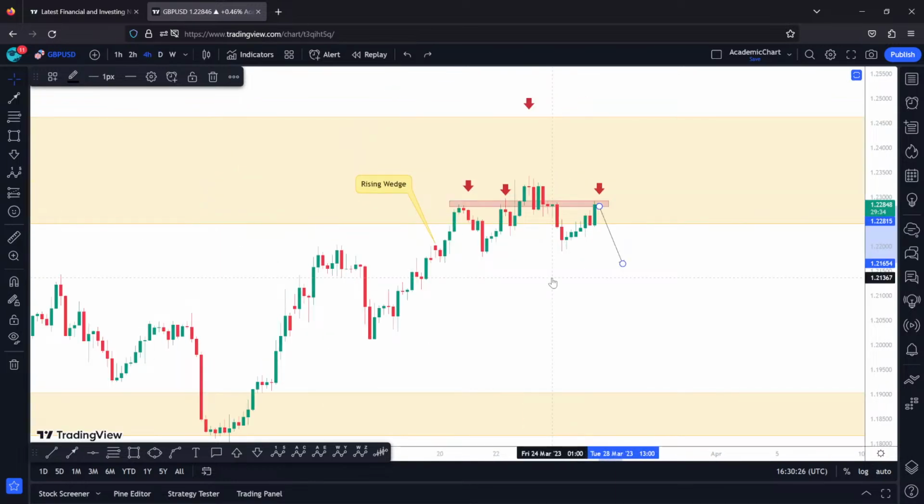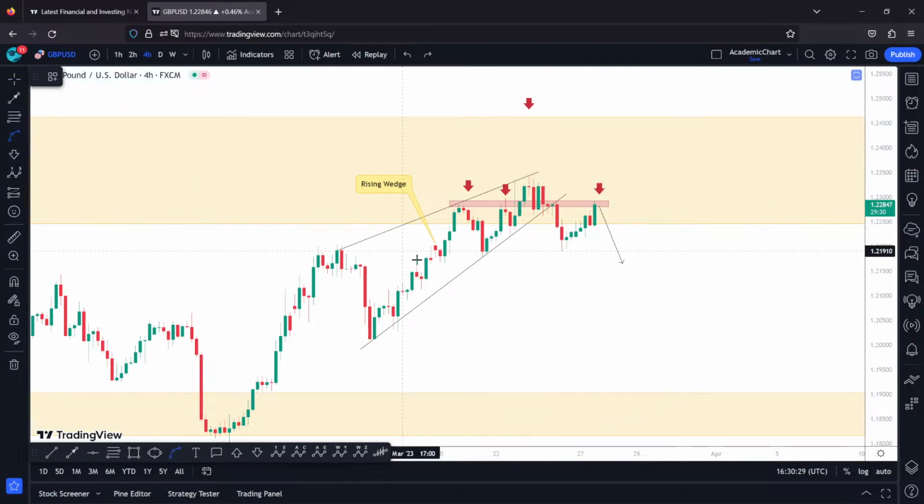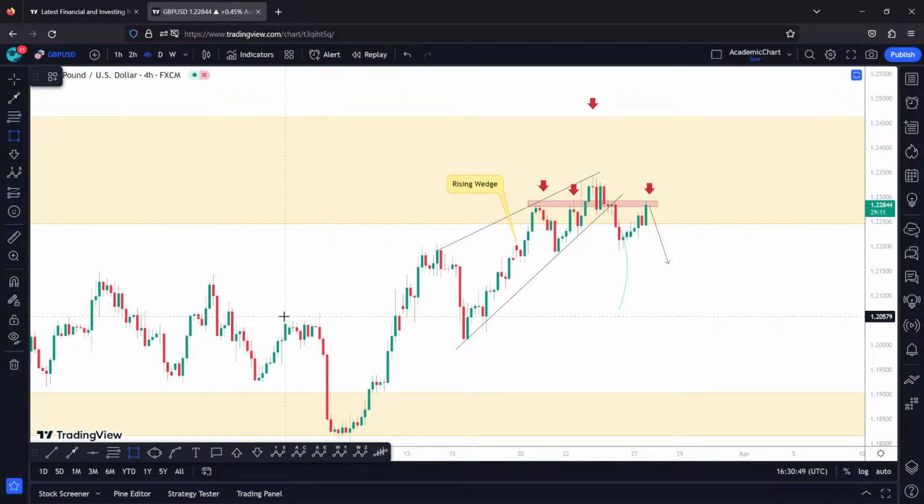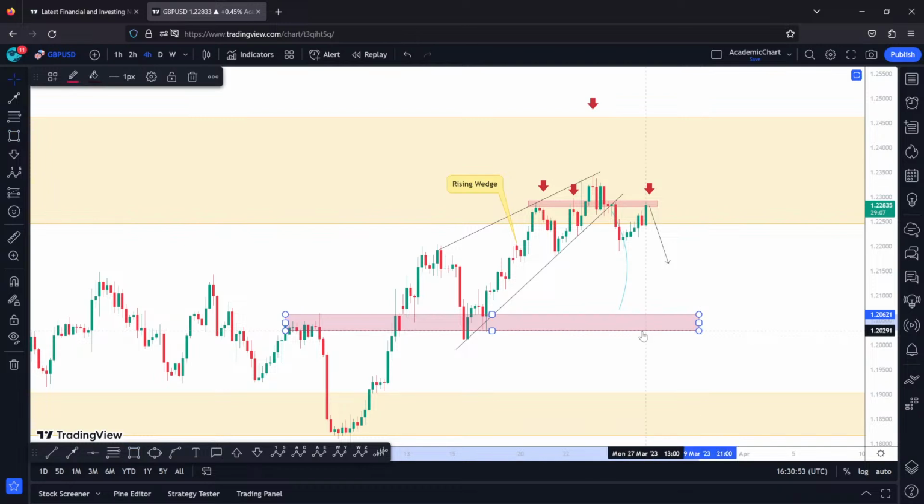Let me just, if I can bring back this rising wedge, I want to add another thing to just measure the length of this rising wedge. And after the breakout, we are seeing that the target is almost to this level. So the possible target of this momentum will be to this important level, possibly.